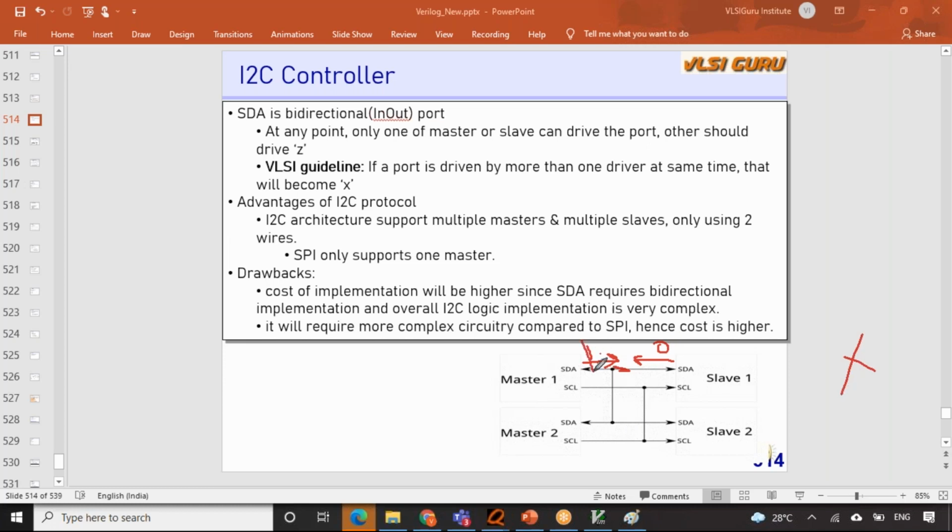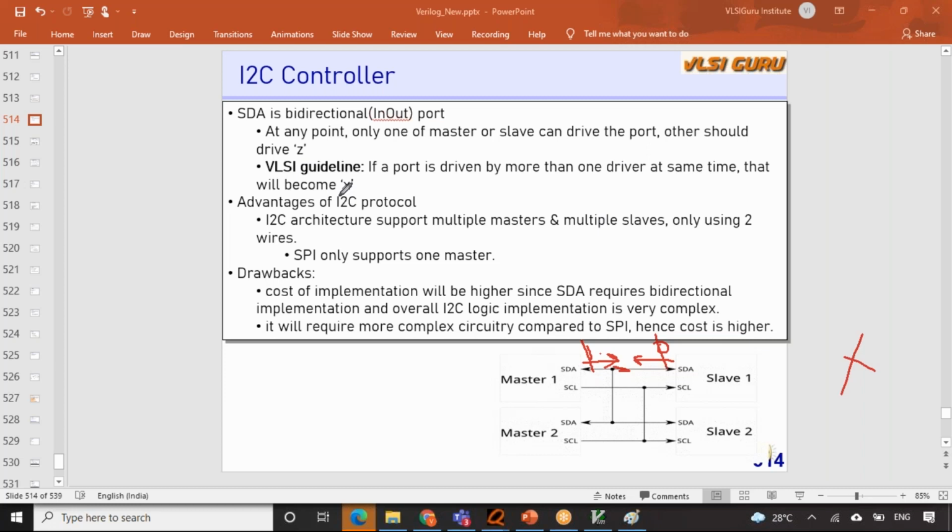What if master is driving 1, slave is driving 1? What will happen? What will be the value of SDA? It will still be X. Basic VLSI guideline is, if a port is driven by more than one driver at the same time, that will become X. If any port is driven by more than one master, that port will be X. Even if they drive the same value, even if they drive 1 1, it will be X. Even if they drive 0 0, it will be X.